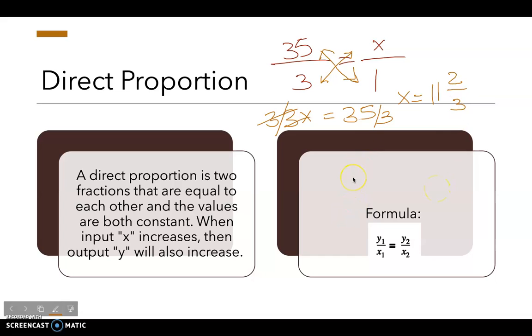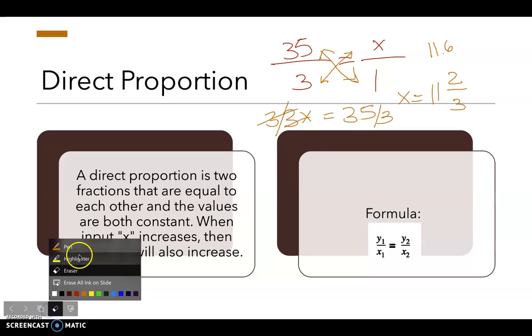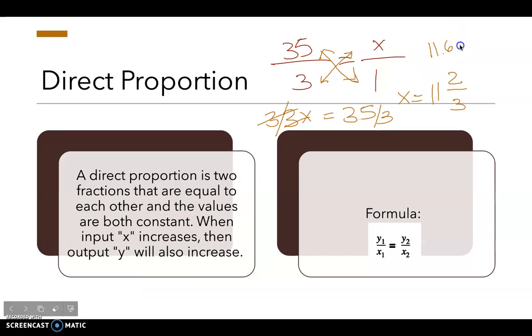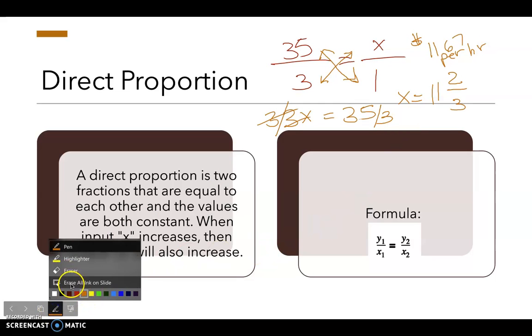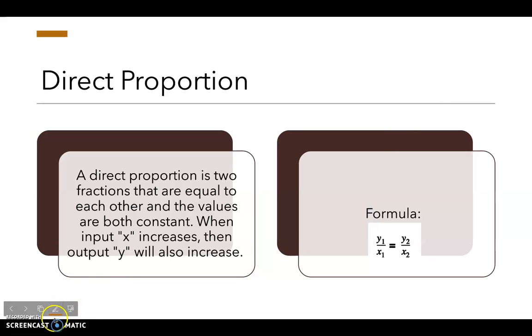So that means he'll make about $11.6 almost per hour, so almost 11.67 if I were to round it. So almost $11.67 per hour. Okay? Now, let's move on to the next one.